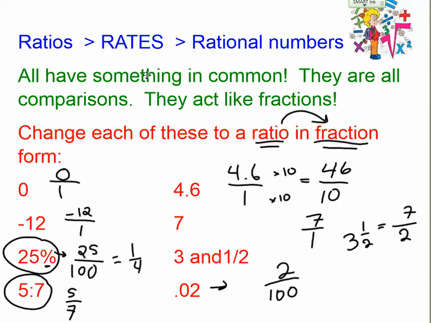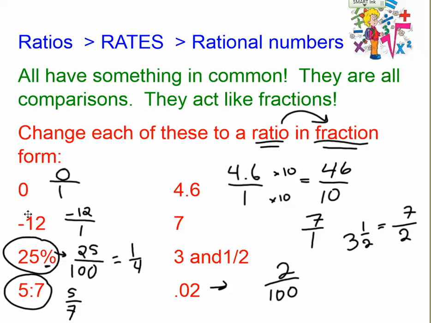So all ratios and all rational numbers have something in common: they're all comparisons, and they act like fractions. So today we practiced changing each of these red numbers into a fraction so that we can give it as a ratio, but it looks like a fraction. You have to know what the ratio is comparing. So if I just have the number 0, it's really comparing 0 to 1. So you put 0 over 1. It looks like a fraction, but this is the ratio of 0 to 1.